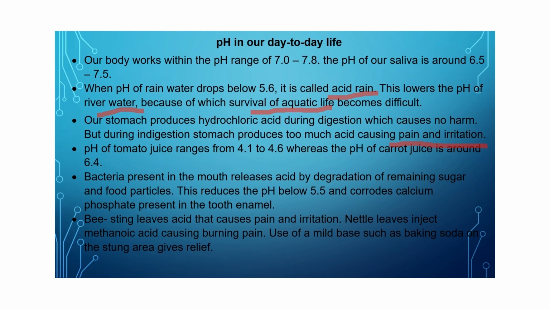The pH of tomato juice actually ranges from 4.1 to 4.6 and the pH of carrot juice is around 6.4, right? So tomato juice is more acidic than carrot juice. Then we also know that bacteria present in our mouth release acid by degrading the remaining sugar and food particles present in our mouth. This reduces the pH below 5.5 and corrodes calcium phosphate present in the tooth enamel, and the condition is known as tooth decay. We have already discussed this in the previous slides.